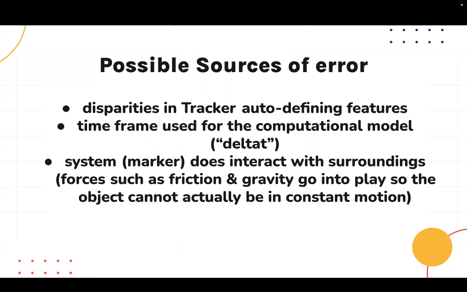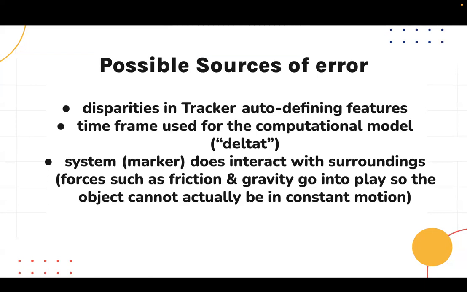Using this, we can see that possible sources of error would come from the fact that a marker does, in fact, interact with its surroundings when it's rolling. Forces such as friction and gravity do come into play, so the object cannot actually be in constant motion. However, we assume that the force will be 0 for the sake of the experiment. And then there may also be disparities in the Tracker auto-defining features, so the features are not always accurate. It is simply an estimate.